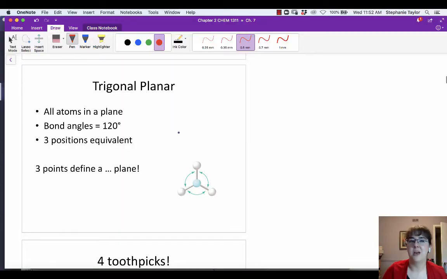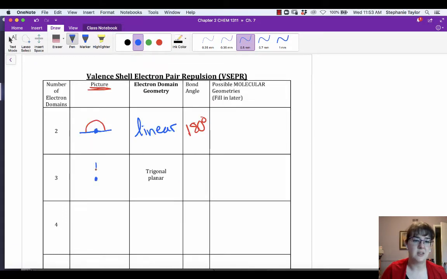So both the linear shape and this trigonal planar shape are flat. We're going to be calling this trigonal planar. Notice that this still says planar in here. So even though we added a third electron domain, we are still all in the same plane. This is flat. You are going to have bond angles of 120 degrees, and those 3 positions are equivalent. And again, there's different ways to draw this, but I'm going to go ahead and go with this one. So I already have trigonal planar written in there, and then my bond angles here should be 120 degrees.